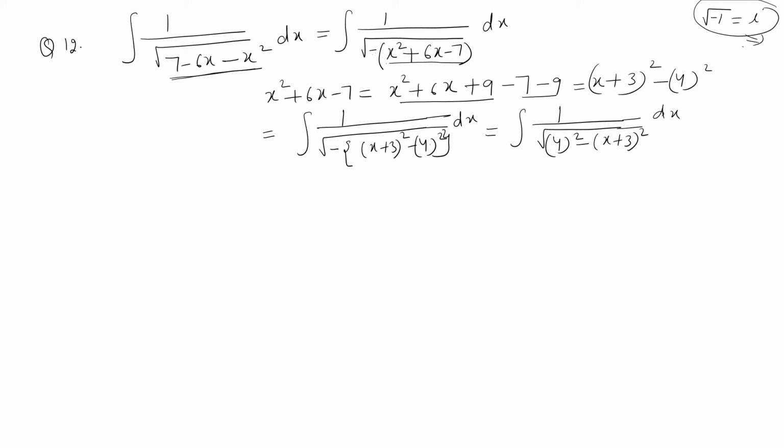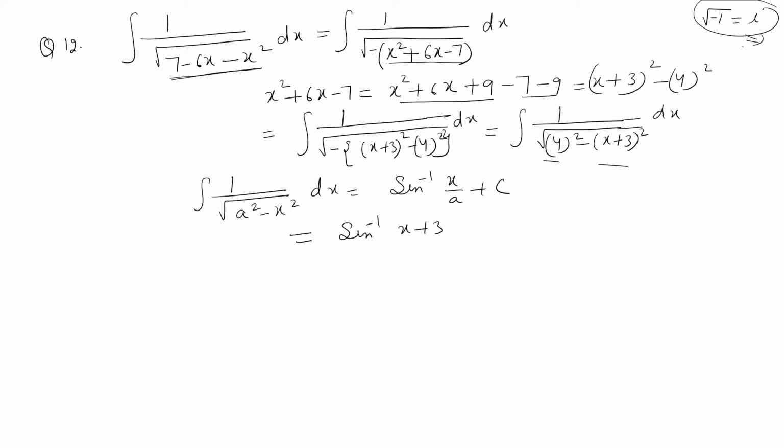Now I have to view which formula it is. So which formula is it making? You can very clearly view that it is of the form 1 upon root of a square minus x square dx, where this is a and this is x. And the formula is sine inverse x upon a plus c. So it is sine inverse, where x is your x plus 3, and upon a, which is 4, plus c.